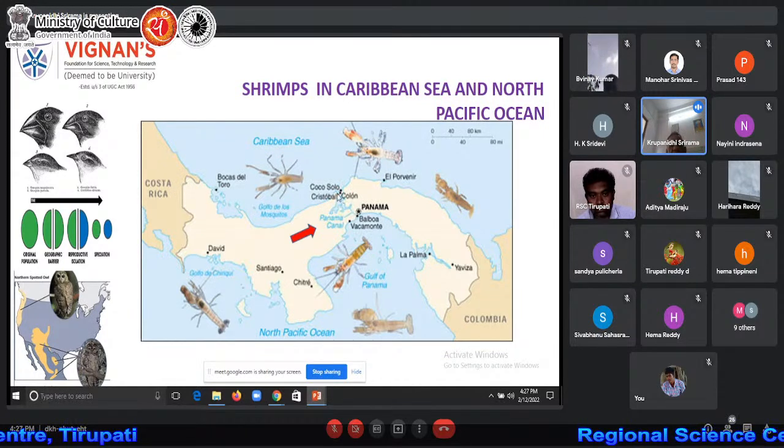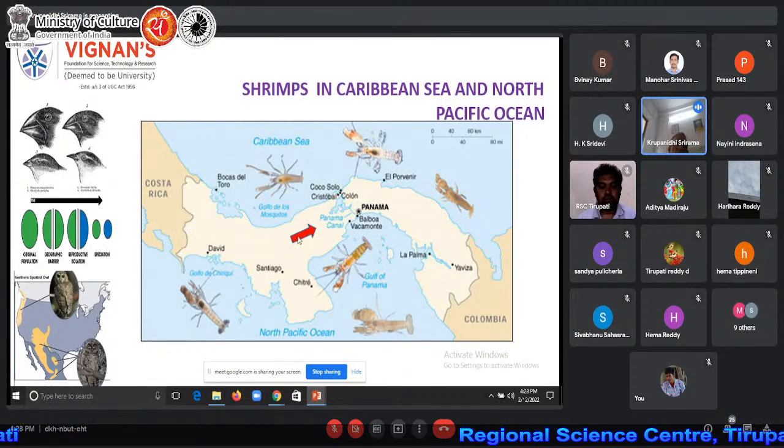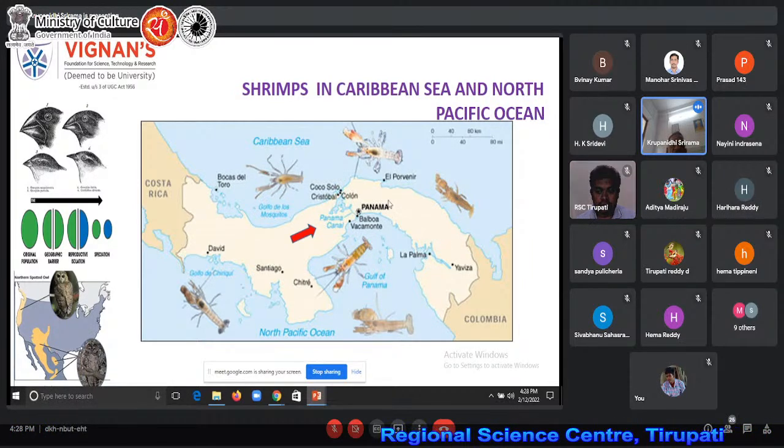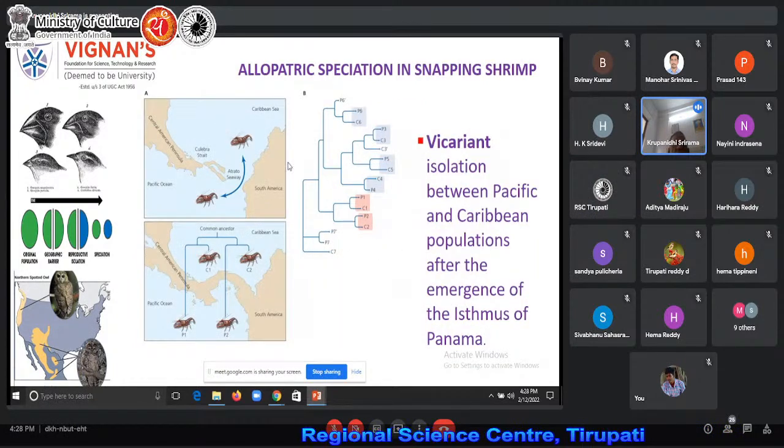It is nearly 80 kilometers for ships to move. Earlier, the Isthmus of Panama that we see here was not this continuous. It was fragmented and broken. So now, the allopatric speciation in snapping shrimp.